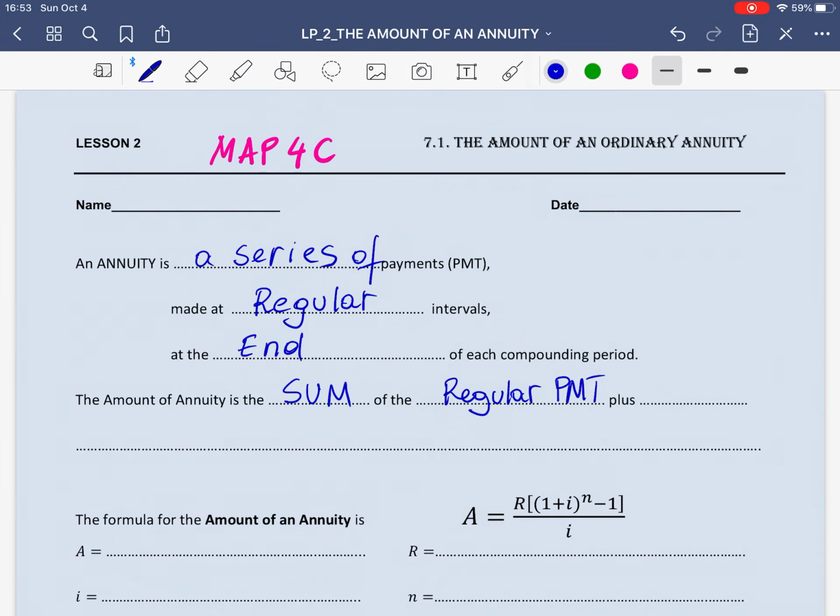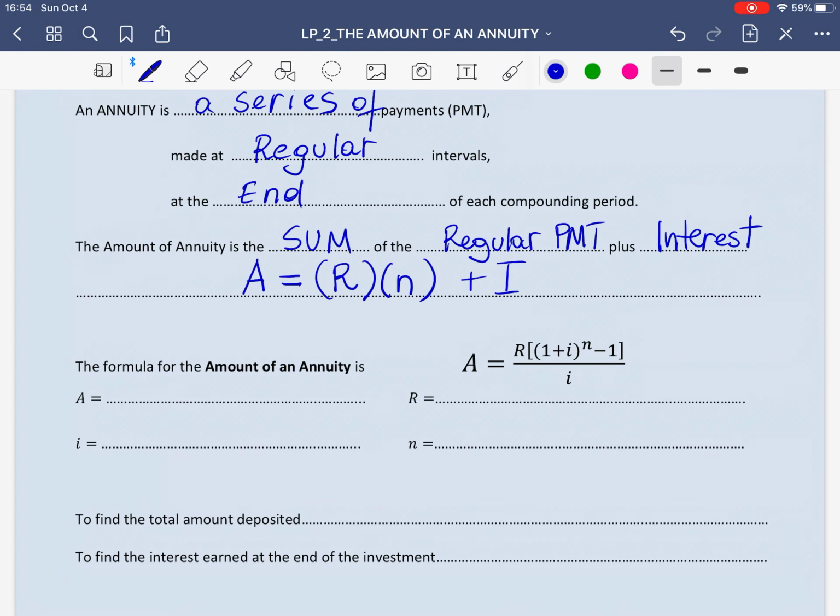Or regular payments plus the interest earned. So what does that mean? At the very end, you will have an accumulated amount of money that is made by all the regular payments that you've made n times at the end of every compounding period, plus the interest earned. Now, this is the formula for the amount of an ordinary annuity.